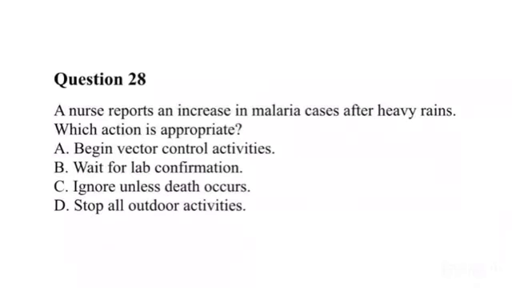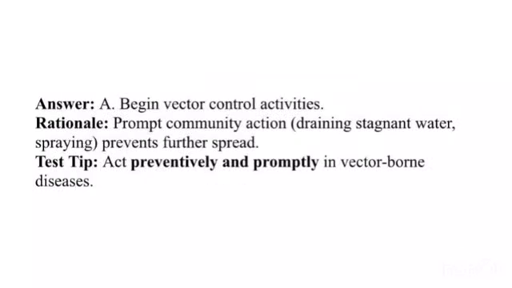Question 28. A nurse reports an increase in malaria cases after heavy rains. Which action is appropriate? A. Begin vector control activities. B. Wait for lab confirmation. C. Ignore unless death occurs. D. Stop all outdoor activities. Answer: A. Begin vector control activities. Rationale: prompt community action, draining stagnant water, spraying, prevents further spread. Test tip: act preventively and promptly in vector-borne diseases.